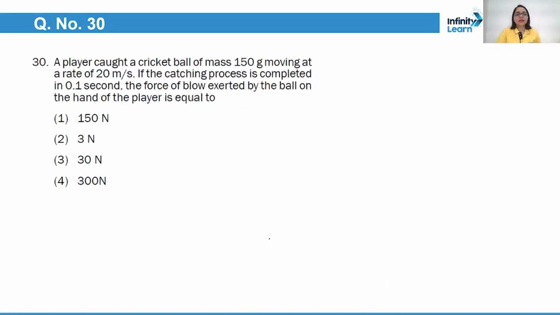Okay. Next is question number 30. A player caught a cricket ball of mass 150 gram moving at a rate of 20 meter per second. If the catching process is completed in 0.1 second, the force of blow exerted by the ball on the hand of the player is equal to. The rate of change of momentum is equal to force. So mass into velocity divided by time over here will be the force, and this will be equal to 30 newtons. So the correct answer is option 3.